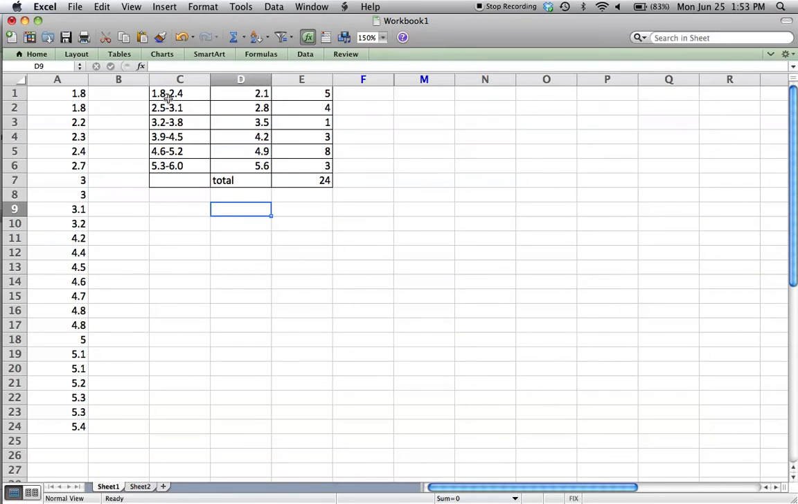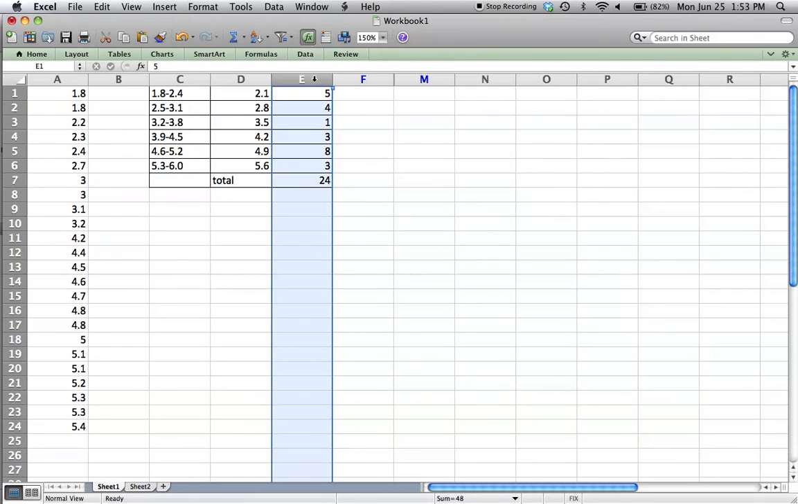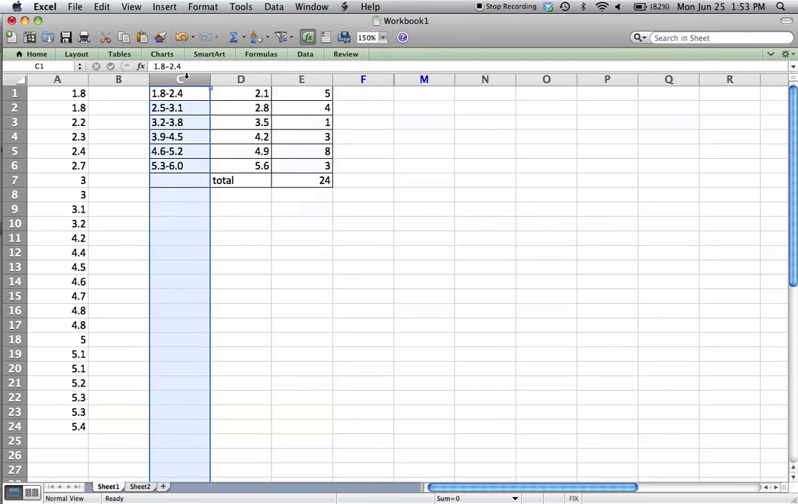So it seems like every 0.6 kilograms seems to be a reasonable sort of category. And so we are saying that, for example, from 1.8 to 2.4, there are 5 babies, and it goes on like that. So that column over there is frequency, and that column over there is category.